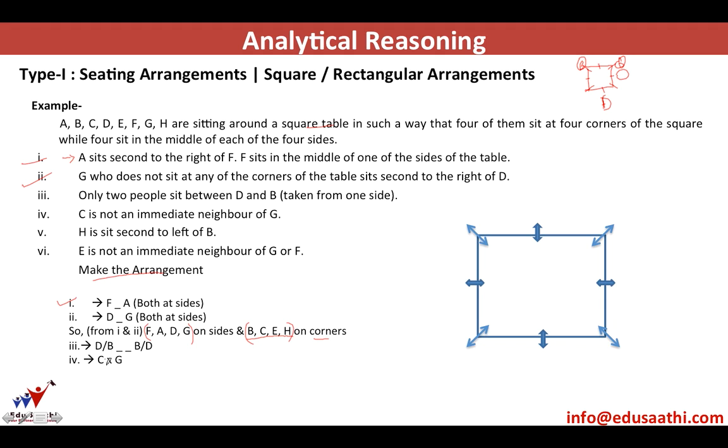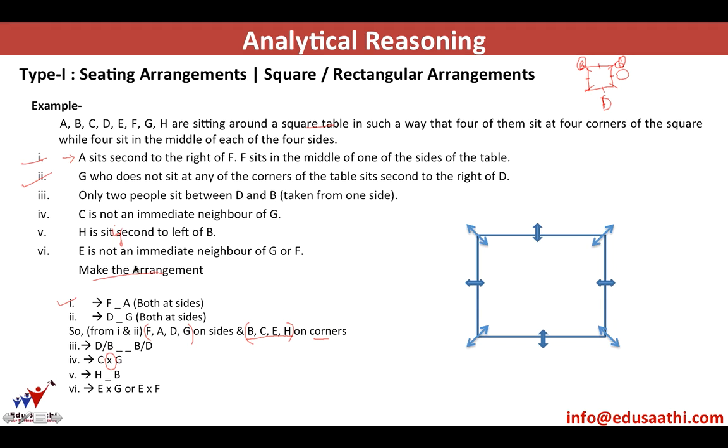This cross signifies that they won't be sitting together. Next information is H is sitting second to the left of B. So wherever B will be sitting, two places to the left of B, this will be the H. One place to the left of B, second place to the left of B.